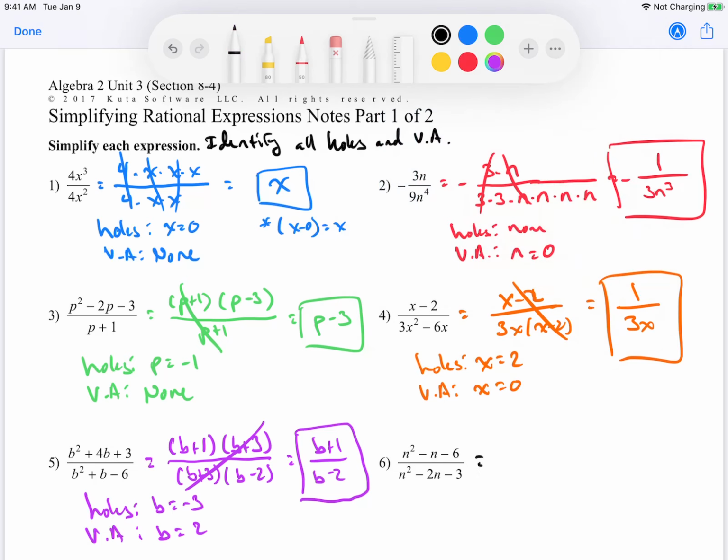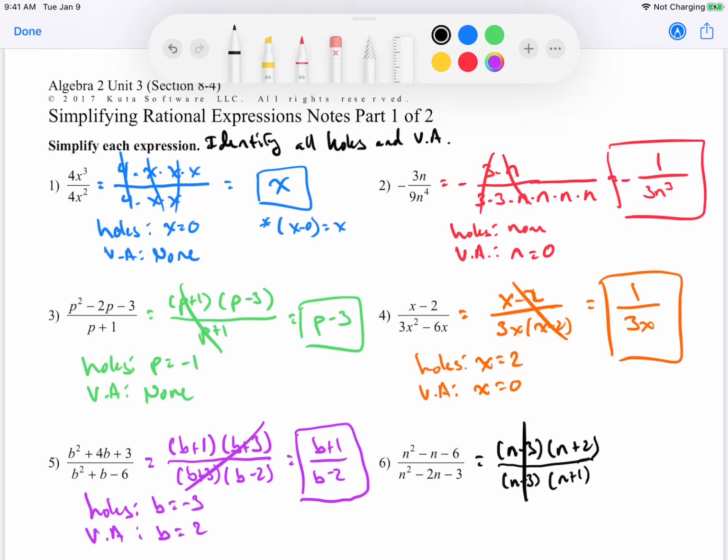Okay. If I'm going to simplify these, n squared minus n minus 6, that's going to give me n minus 3 times n plus 2. And I factor the denominator, which is going to give me n minus 3 times n plus 1, okay? Again, because two numbers that multiply to give me negative 3, but add together to give me negative 2.